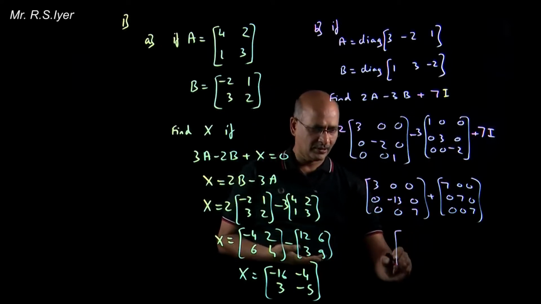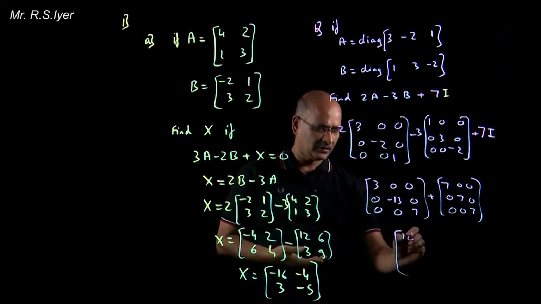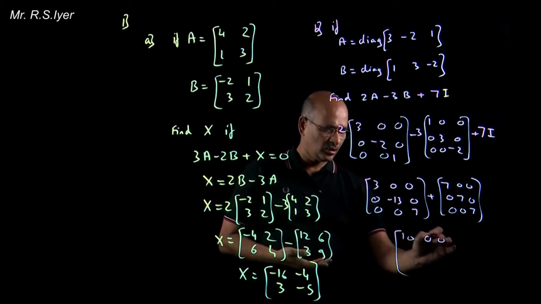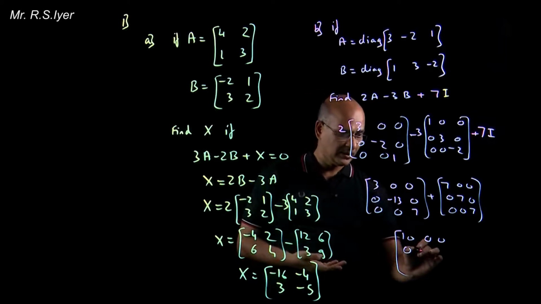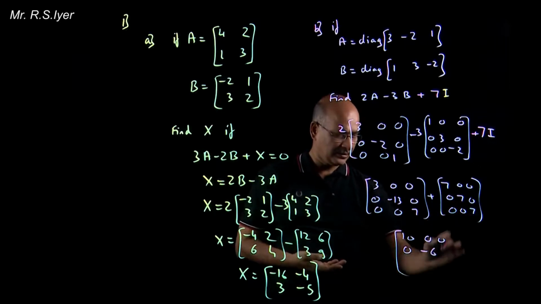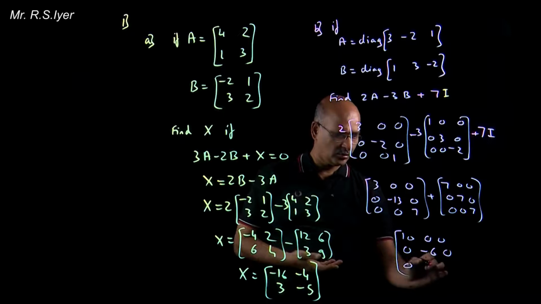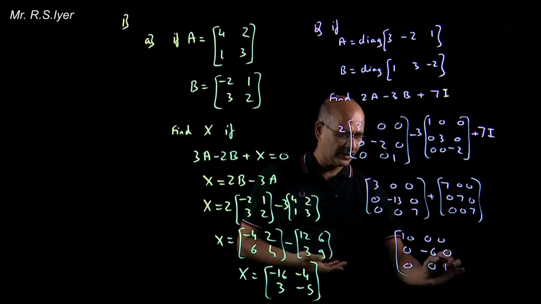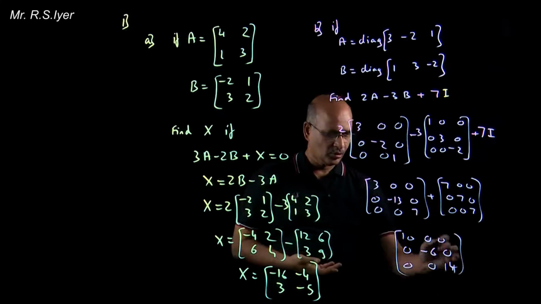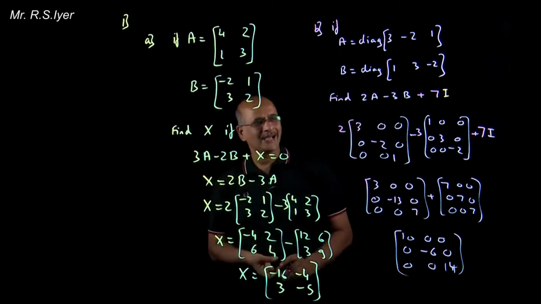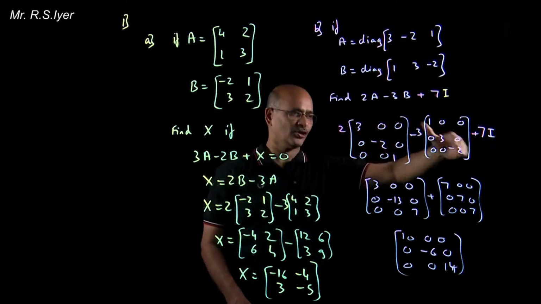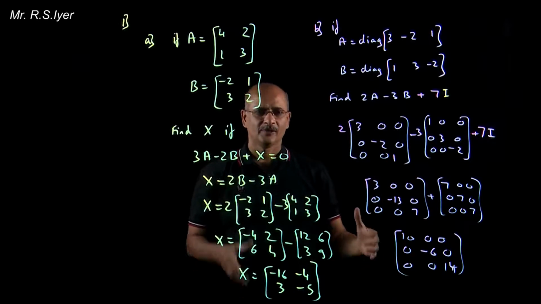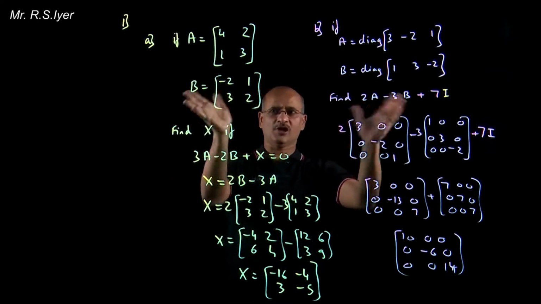So basically this is the part: 3 plus 7 is 10, then 0 0, then 0, minus 13 plus 7 is minus 6, then 0 here, then 0 0, 7 plus 7, answer is 14. So this is the basic idea of what you mean by diagonal and putting across in the diagonal format. I hope you got the structure here.